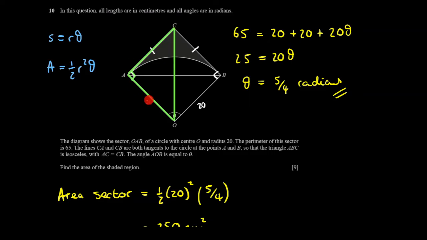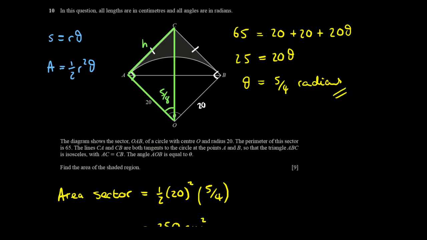Well, we know the base is 20. The thing we need to find is that there, the height. So let me give that a letter. Let's call that H. And it means we also need to know that angle. Well, that angle is going to be a half of the angle theta. So if that's 5 upon 4 radians, a half of that is going to be 5 upon 8.